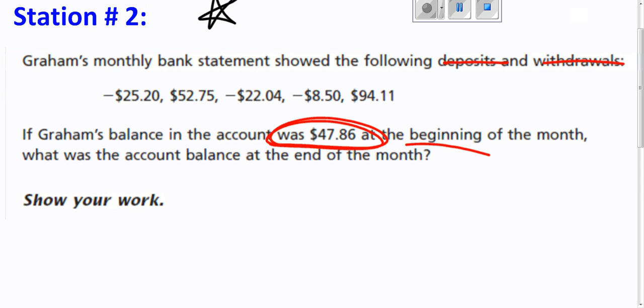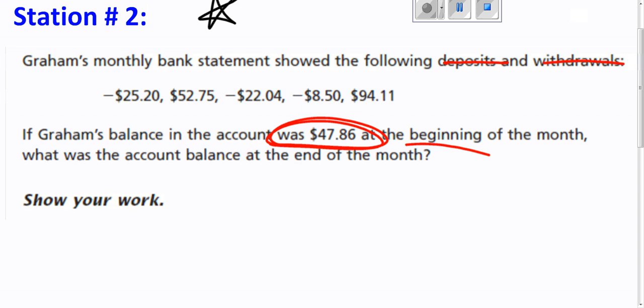One way to do it is to take his starting amount, $47.86, and then just go through the problem left to right. Subtract 25.20, then add 52.75, then subtract 22.04, subtract 8.50, then add 94.11. That's one way of doing it. I saw some of you doing it in class, but that way takes a long time because you have to do so many positive and negative addition rules.